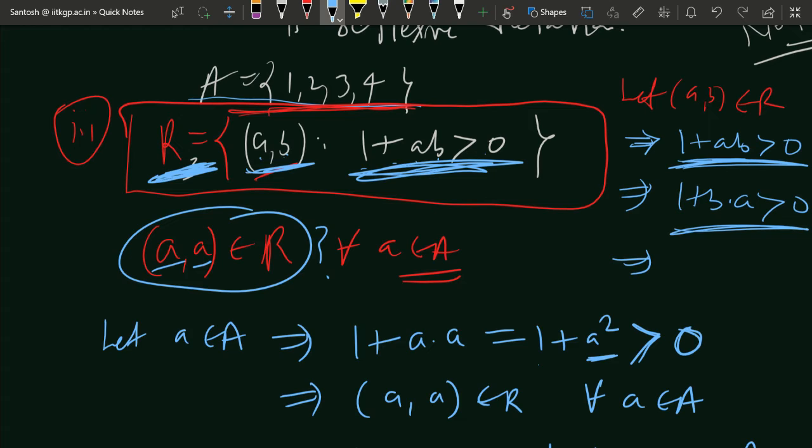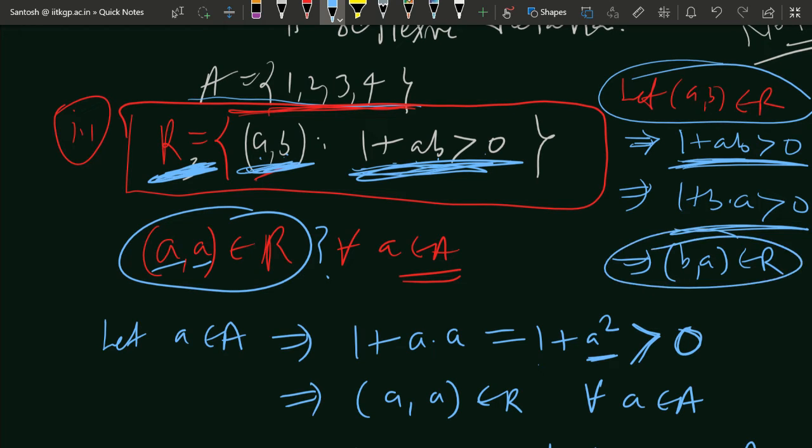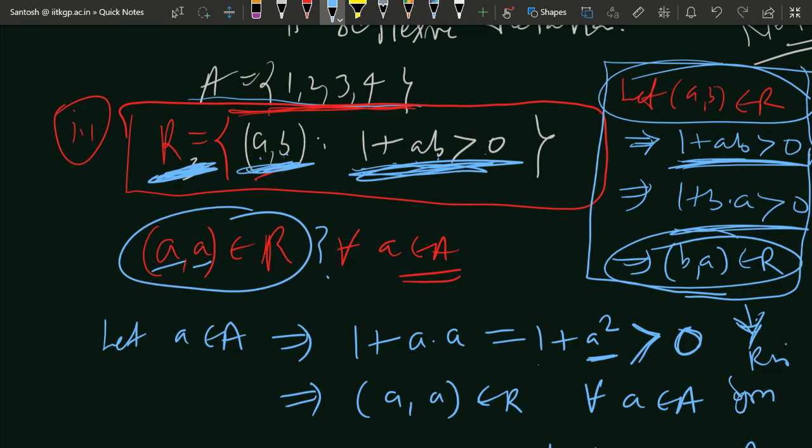But according to this relation, AB belongs to R, then 1 plus AB is more than 0. And you write 1 plus BA more than 0, which means B comma A belongs to R. So what did you prove? You started with this, assuming, and you proved this. That is enough to say, actually, we wrote the general proof. We are not checking for each element. So that means it is symmetric. So relation R is symmetric, like in the third part, this is symmetric.